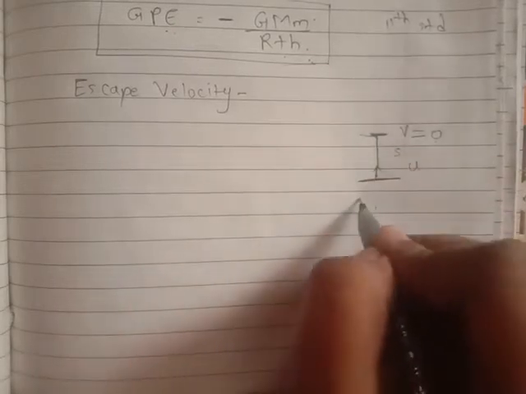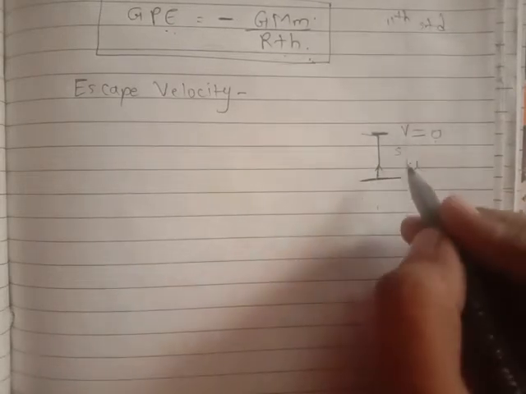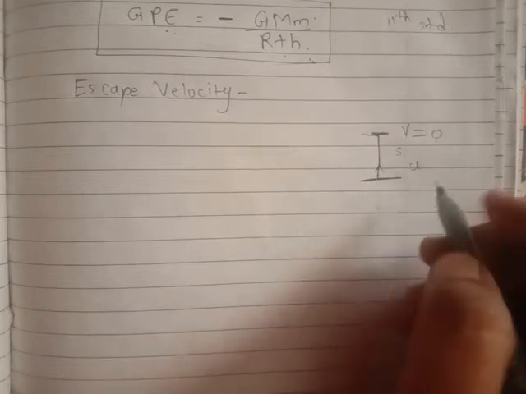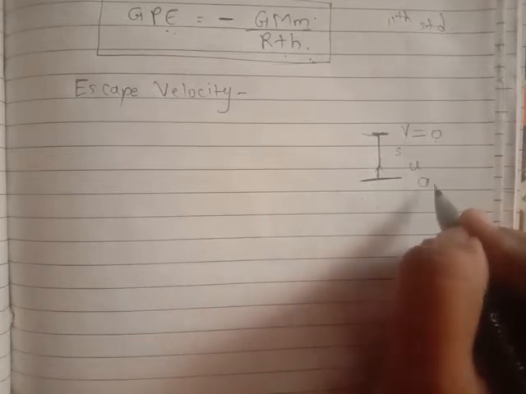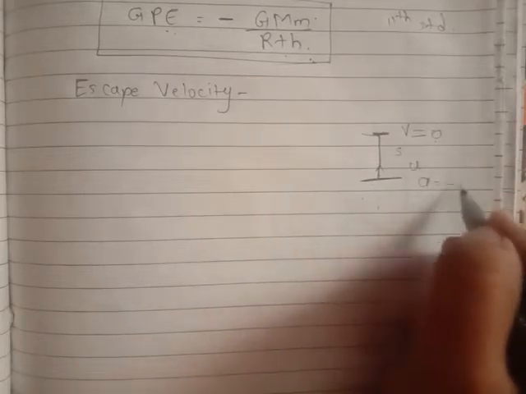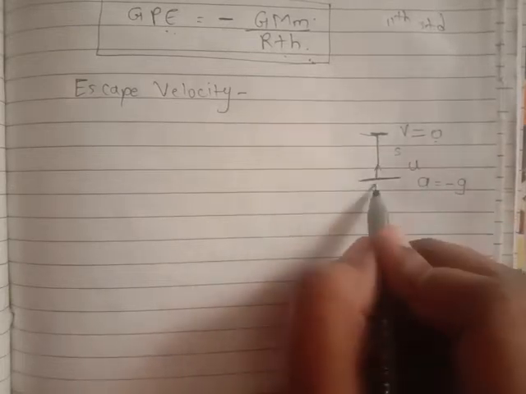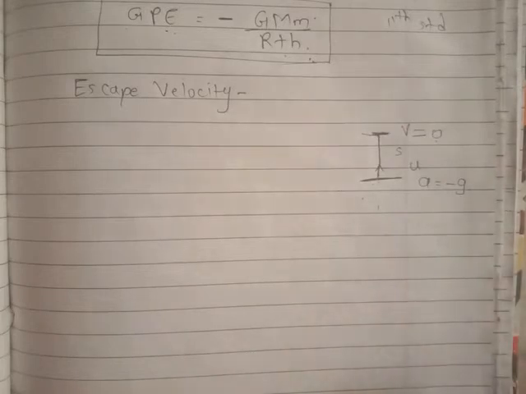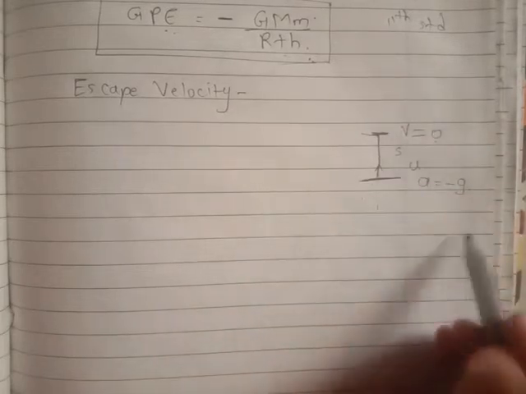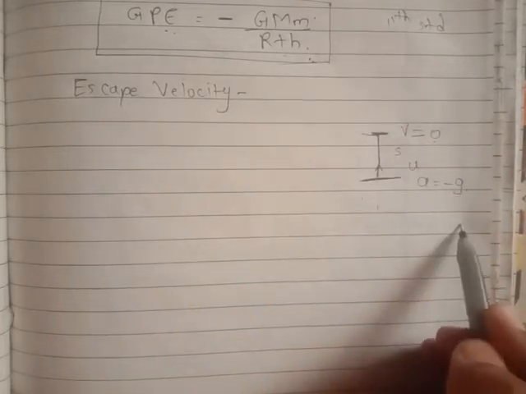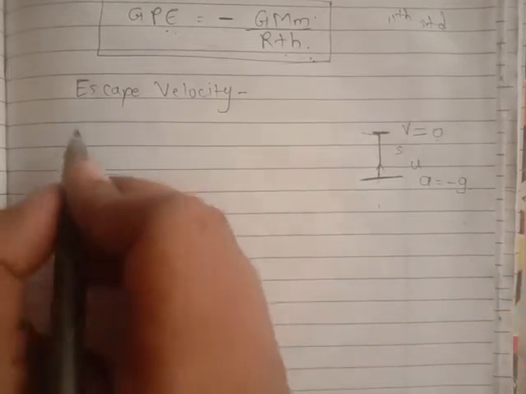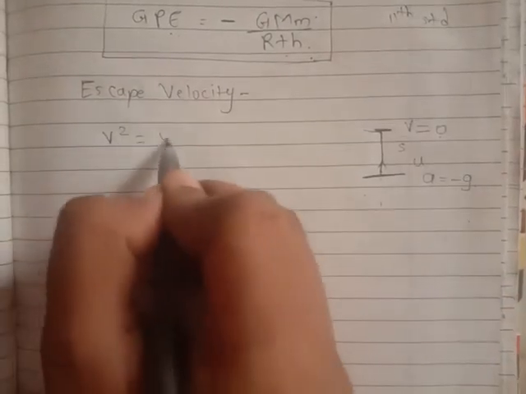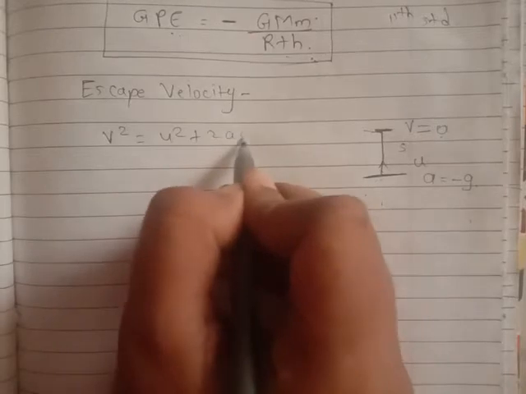It first completed the distance against gravity. That's why we can use acceleration a equal to minus g, as the motion is in the opposite direction to the acceleration due to gravity. Okay, so using all these conditions, we have a kinematic equation: v square is equal to u square plus 2as.